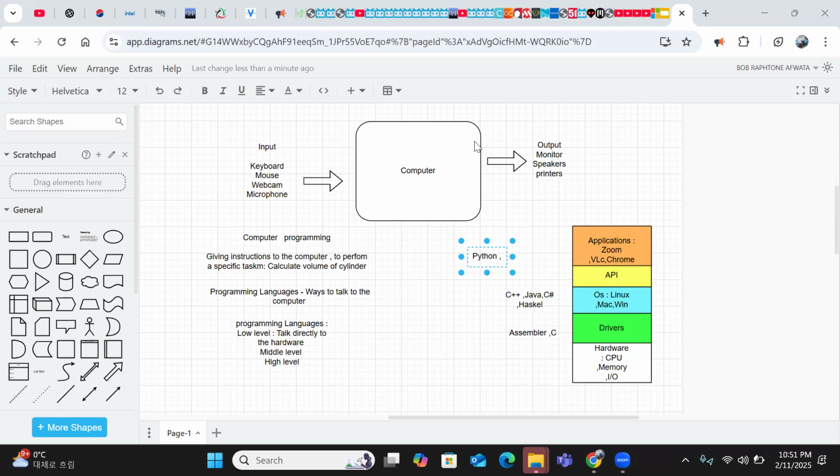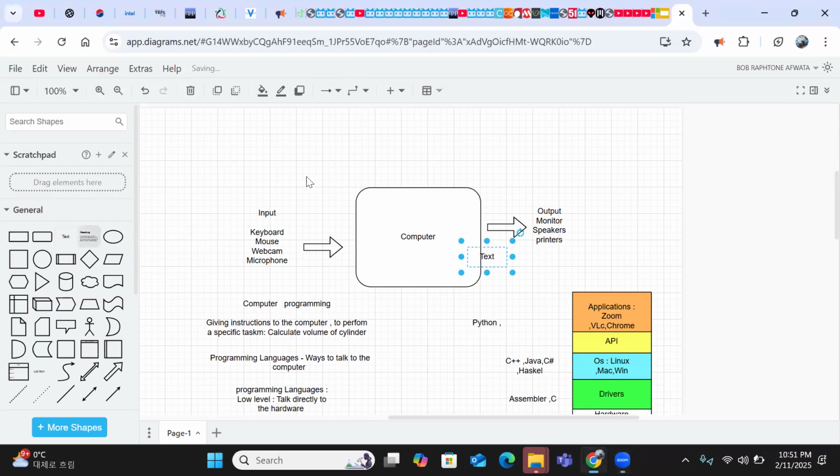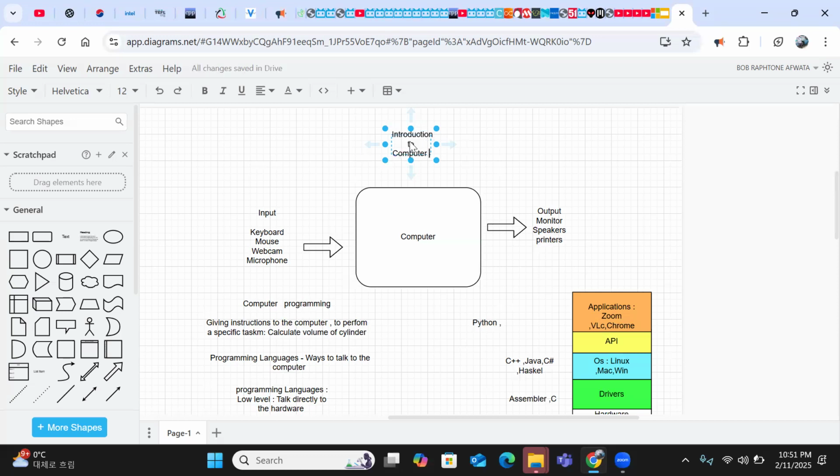Today was very important for you to join. So we are learning about computers. Today we are learning about introduction to computer programming. What is this Python we are doing? Introduction to computer programming.